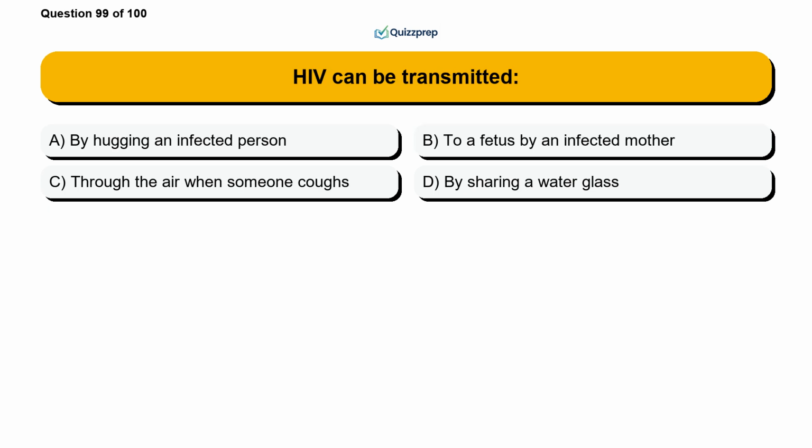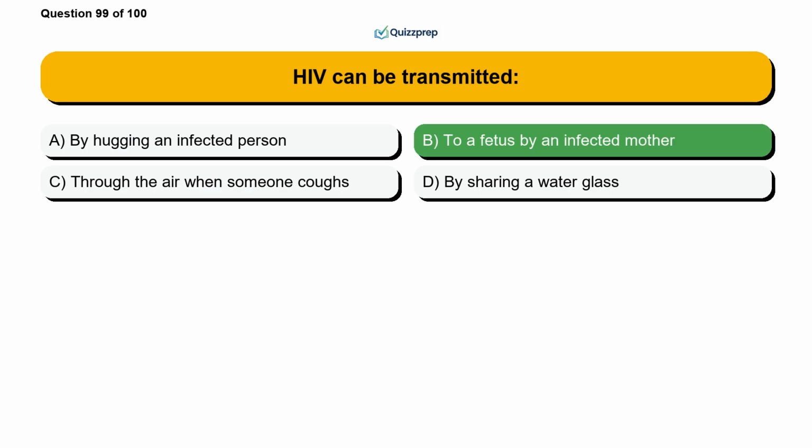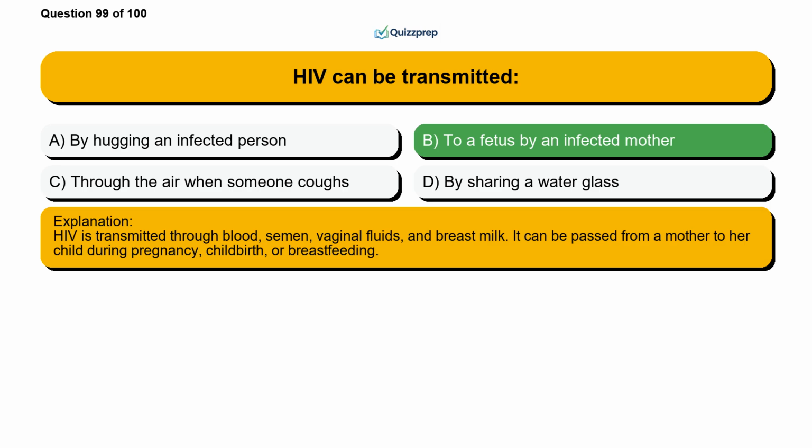Question 99. HIV can be transmitted. Option A, by hugging an infected person. Option B, to a fetus by an infected mother. Option C, through the air when someone coughs. Option D, by sharing a water glass. The correct answer is option B, to a fetus by an infected mother. HIV is transmitted through blood, semen, vaginal fluids, and breast milk. It can be passed from a mother to her child during pregnancy, childbirth, or breastfeeding.